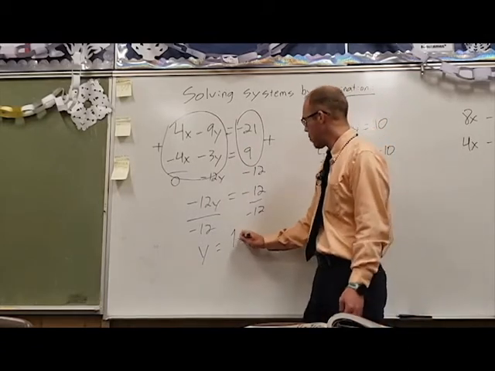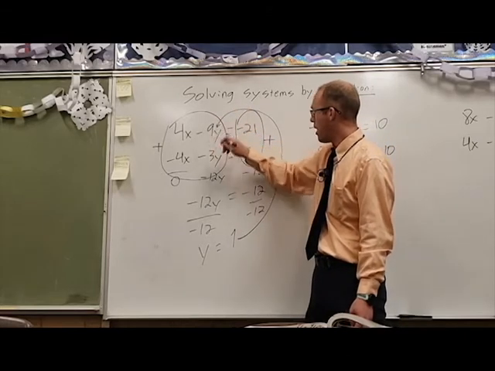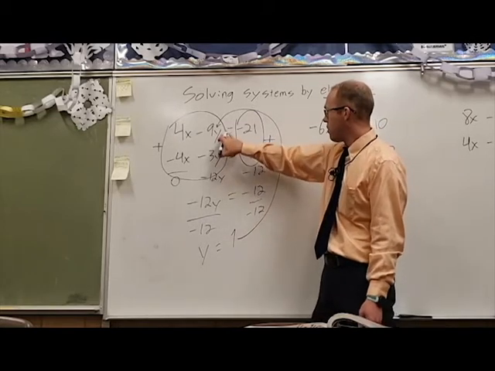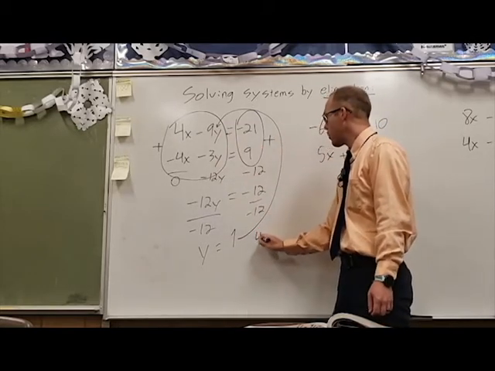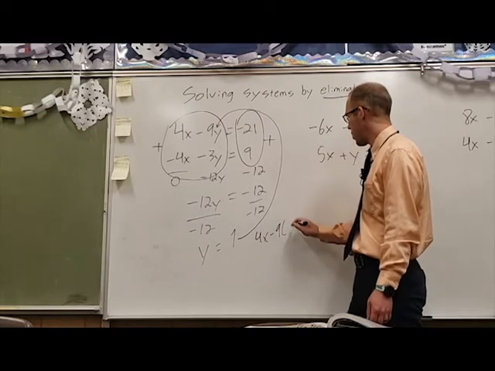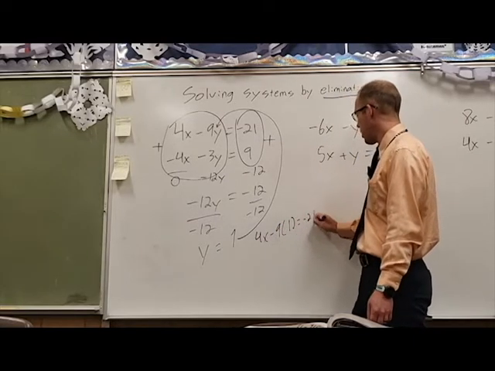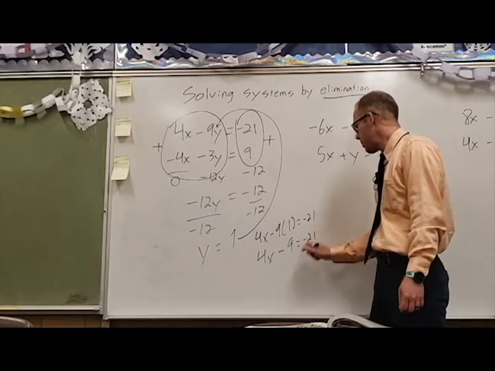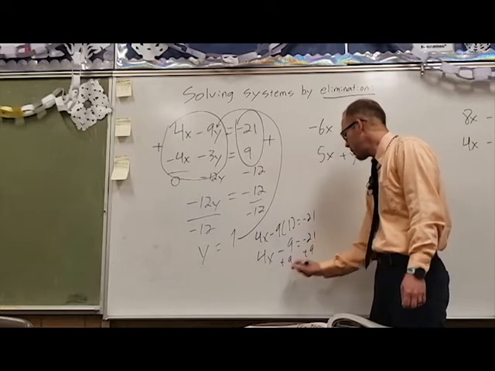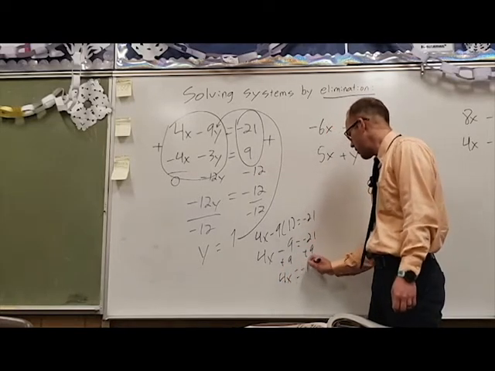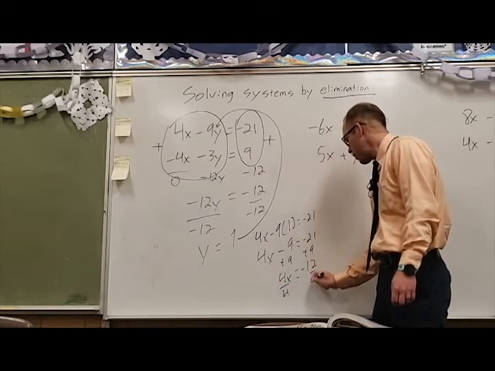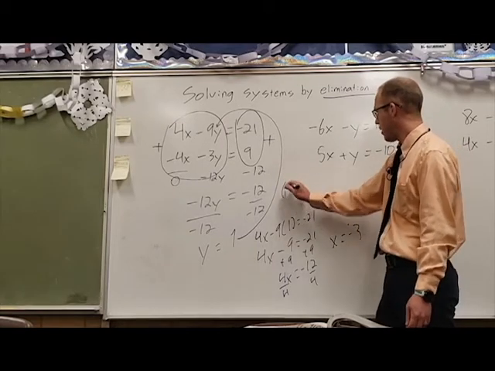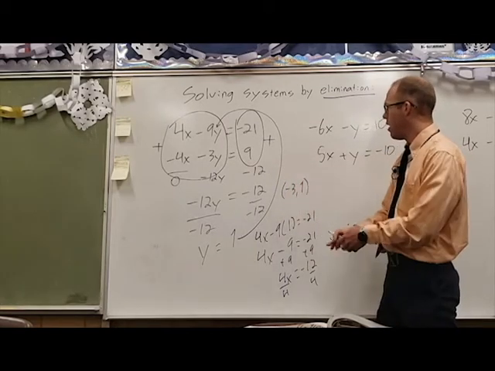All right, so I'm going to take this y value, I'm going to put it up here in place of y. It doesn't matter which one of these you choose, just pick whichever one looks easier for you. So if I put the value in there, I get 4x minus 9 times 1 equals negative 21. Let's solve this. We get 4x minus 9 equals negative 21. Add 9. We get 4x equals negative 12. Divide by 4, and we end up with x equals negative 3. So we have both of our values, negative 3 and positive 1. And we're finished with this.